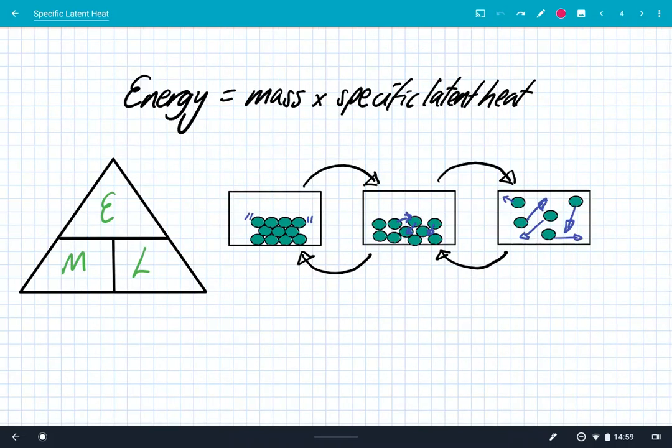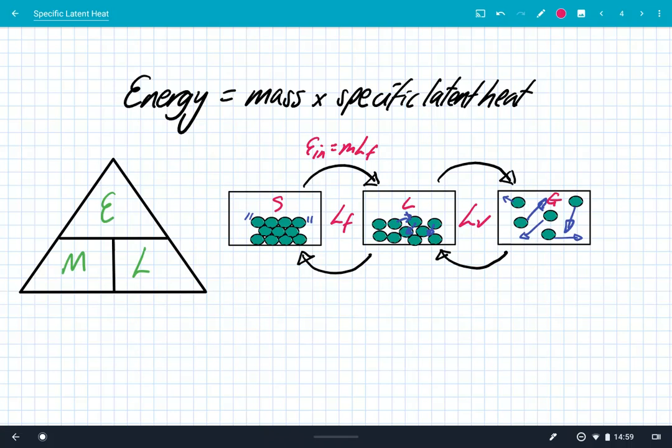As I've mentioned before, we've got the different states of matter. We have solids, liquids, and gases. And we've got to use latent heat of fusion when we're going from solid to liquid or vice versa. And we use the latent heat of vaporization when we're going from liquid to gas or vice versa. Going from solid to liquid, we're putting energy in. So the energy in is equal to the mass times LF.